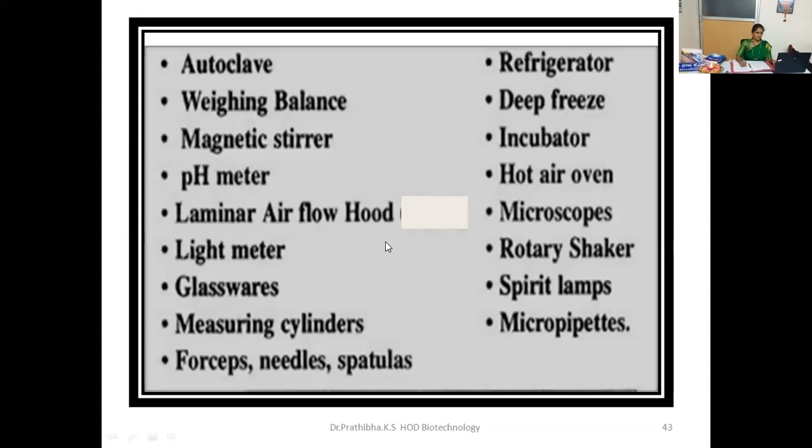Next, here you can see some of the very important equipment which you could see in the general laboratory of plant tissue culture. Autoclave. This works on the principle of steam under pressure, right? 121 degrees Celsius, 15 pounds per inch for 15 minutes. Then weighing balance, we require this to weigh each and every chemical like macronutrients, micronutrients, vitamins, hormones, carbon source like sucrose, then agar. We need the weighing balance.